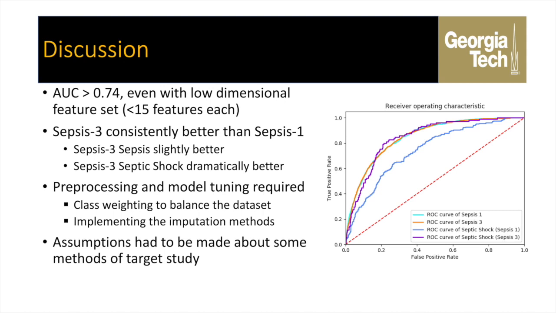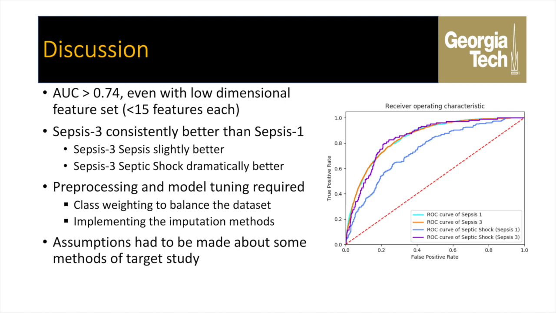As illustrated in the ROC plot, sepsis prediction showed slight improvement, while septic shock showed a dramatic improvement over Sepsis 1 criteria. Pre-processing and model tuning were crucial for acceptable performance. Class weighting drastically improved our performance, and the imputation methods described in the target paper were helpful in retaining more septic cases in the train and test data.